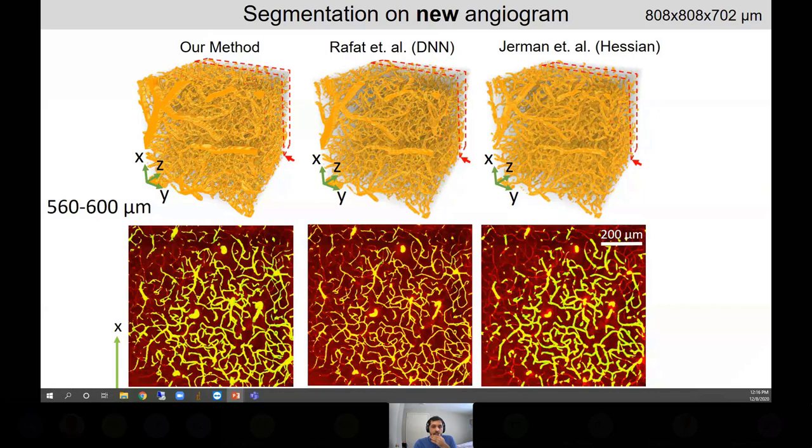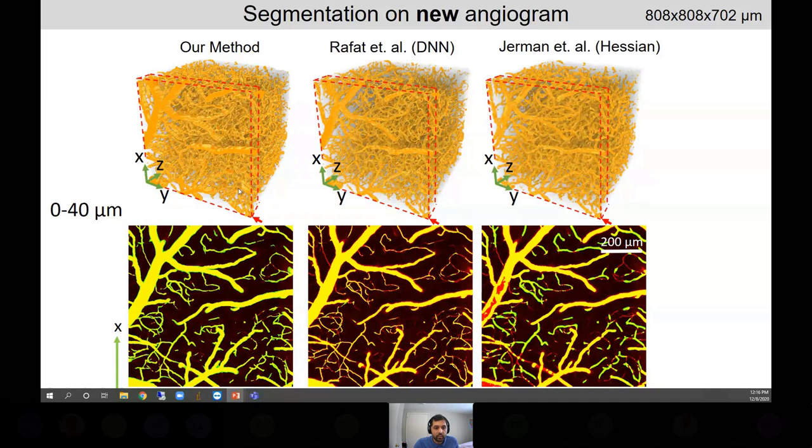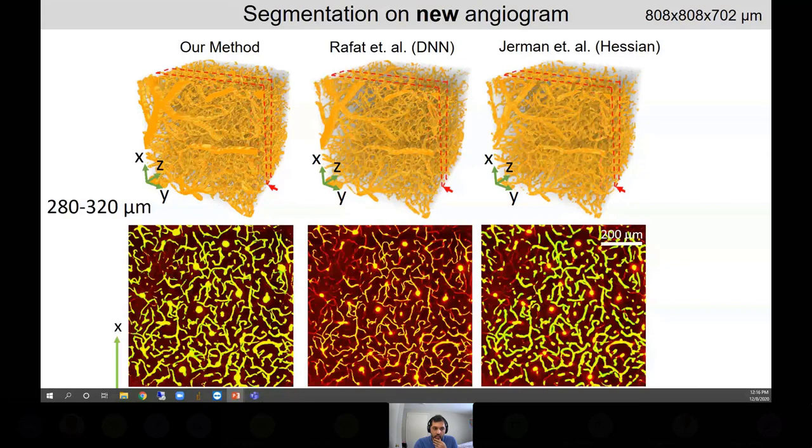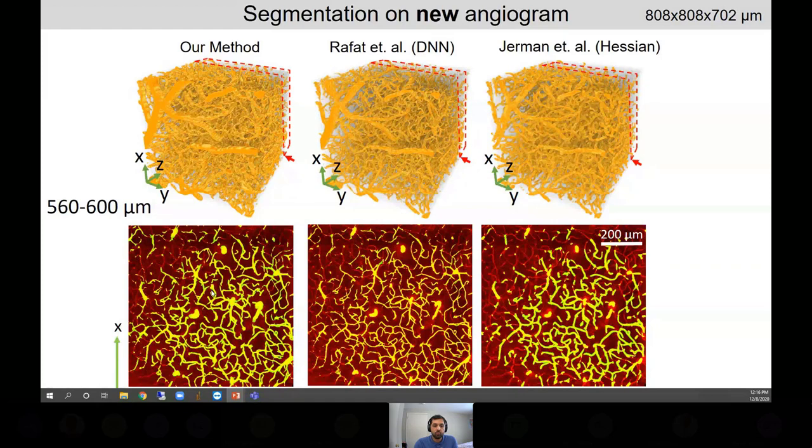And one interesting thing which I'd like to point out is that if you look beneath this large pial vessel on the top left, we actually have a region where we're not performing so well, because this large pial vessel occludes the blood vessels underneath. So even though we're not performing perfectly in this area, we're actually doing better compared to existing state-of-the-art methods. And I would like to highlight that this depth is in a regime where other deep learning methods have not demonstrated good segmentation previously.